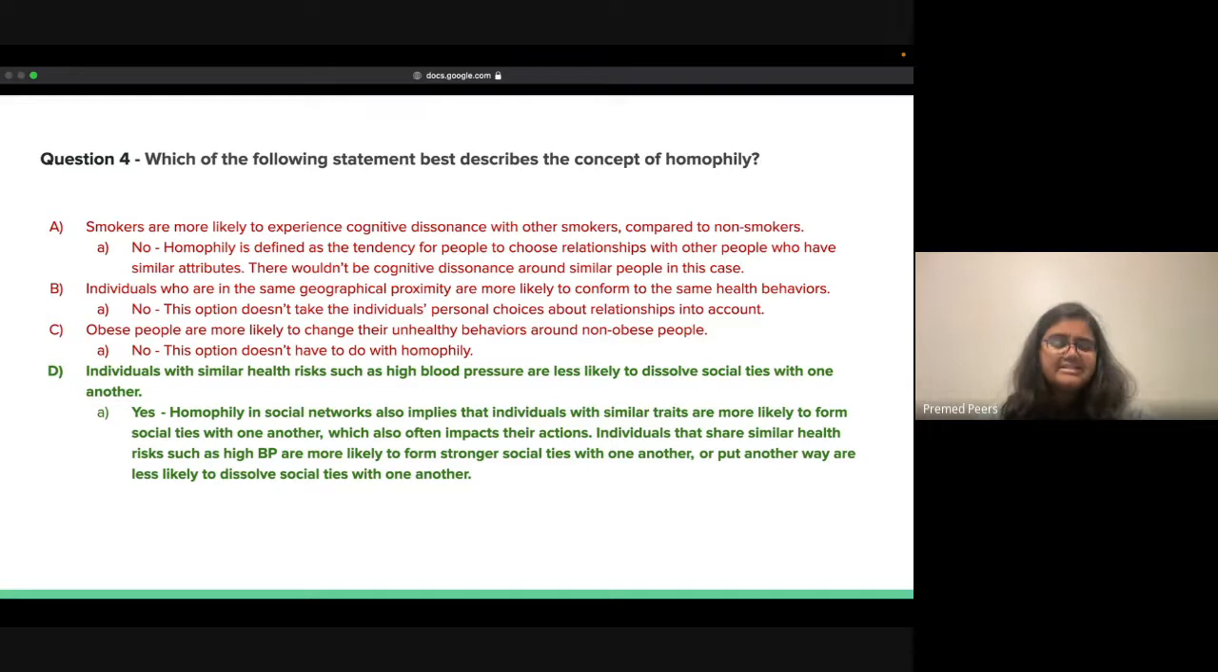And so that's correct, because homophily in social networks implies that individuals with similar traits are more likely to form social ties with one another, which often impacts their actions. So these individuals that share similar health risks, such as high blood pressure, are more likely to form stronger social ties with one another. Or if we look at it another way, they're less likely to dissolve their social ties with one another.